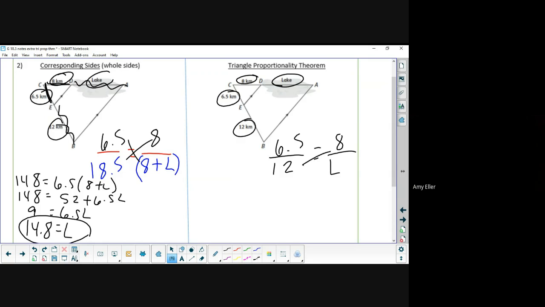Cross multiply. And what'd you get? Yeah. Shortcut worked. That was a lot easier, wasn't it? Yeah.